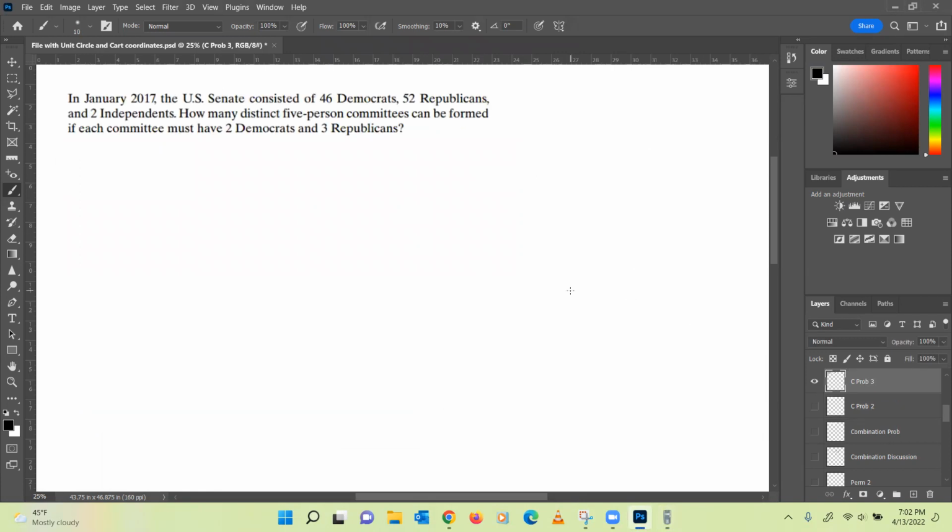In the US Senate in 2017, there were 46 Democrats, 52 Republicans, and 2 independents. There are 100 senators in our US Senate, 2 from every state. So those I'll add to 100. So we've got 46 Democrats, we've got 52 Republicans, and we've got 2 independents. The question is, how many distinct 5-person committees can be formed if each committee must have 2 Democrats and 3 Republicans? So I look at this and I think, well, we kind of have a couple of different problems here.